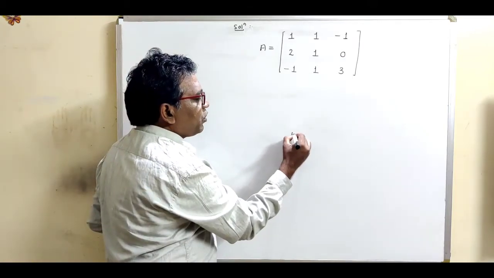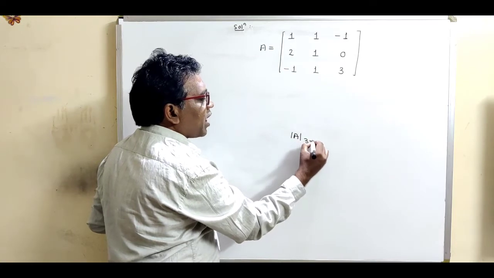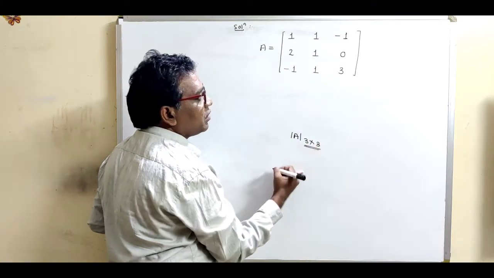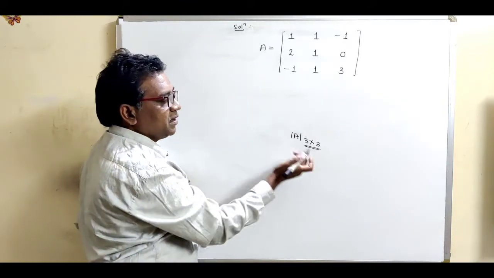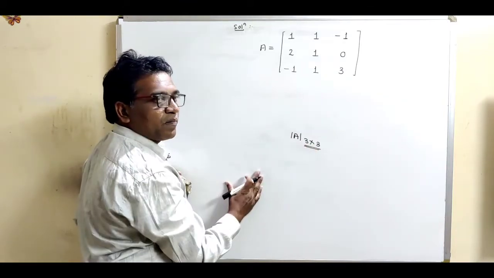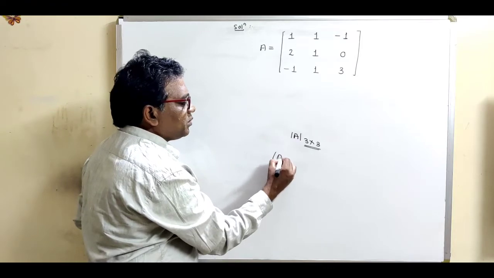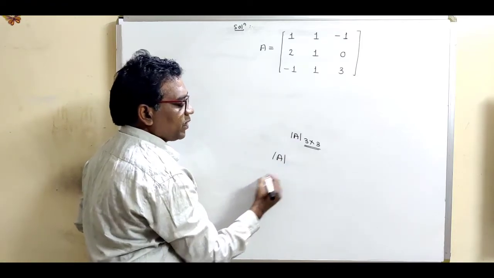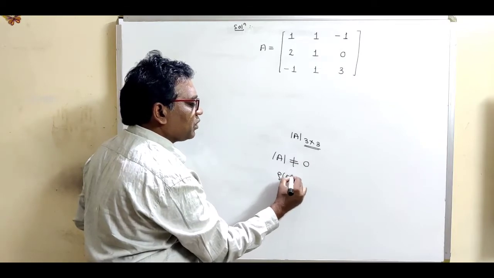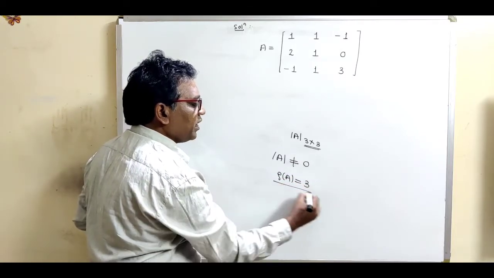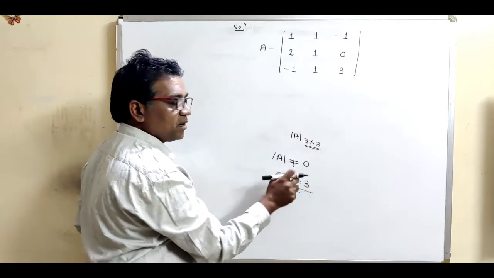First of all, we want to find out the determinant of highest order. We are given this matrix A, which is of order 3 by 3. 3 by 3 is the highest order. So find out the determinant of order 3 by 3. If this is not equal to 0, then we can conclude that rank of A is equal to this number 3.